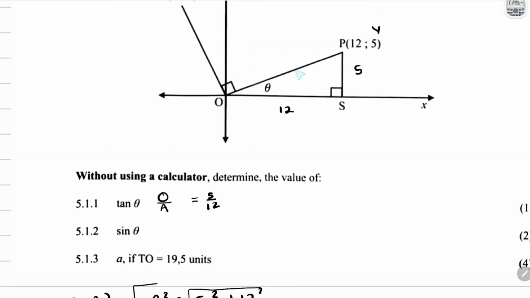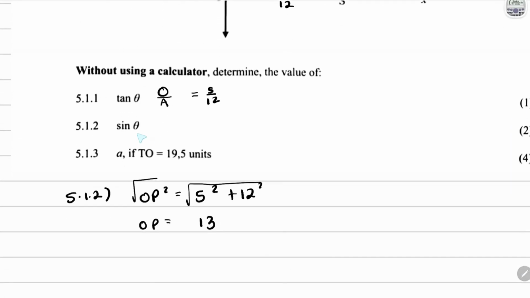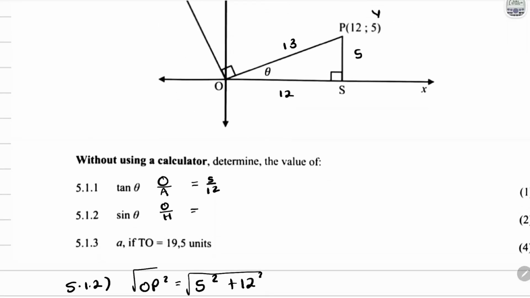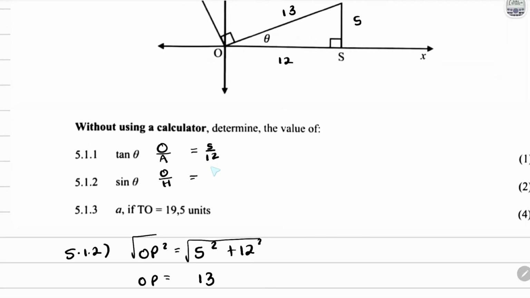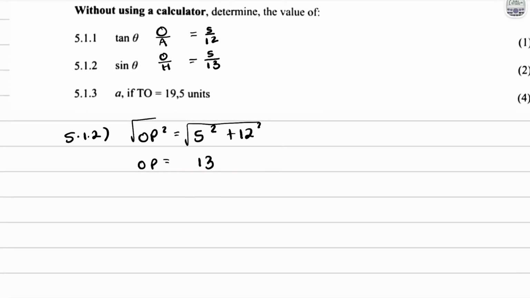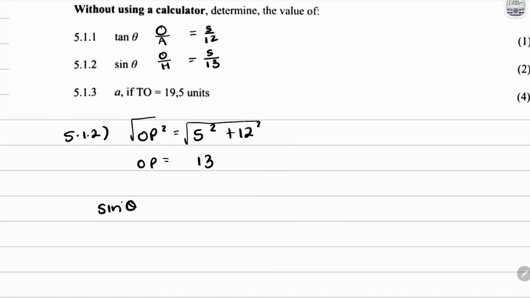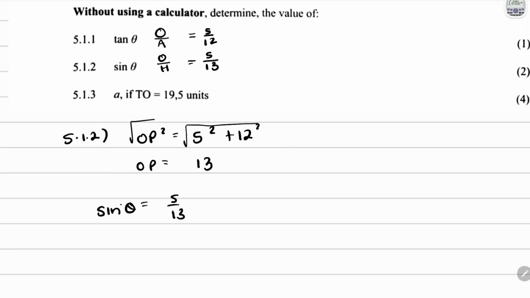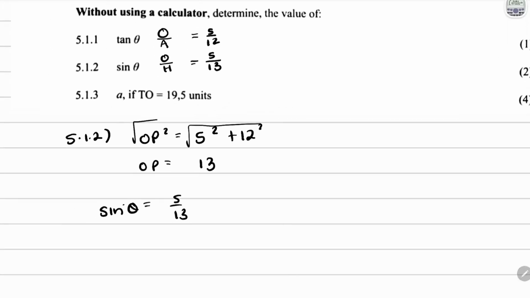Now that we know the hypotenuse is 13, we can find sine. In SOHCAHTOA, the SOH part is the opposite side over the hypotenuse. So our opposite side is 5 over the hypotenuse, which is 13, as we see there. That will be our answer for that. Moving on to the next question, let me just write that sine theta equals 5 over 13, so we'll get our full 2 marks.